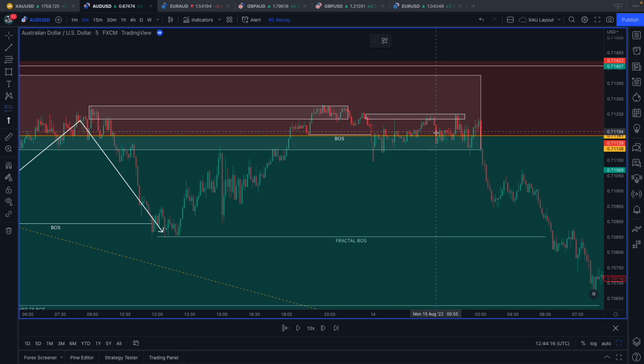So when we get the rejection, which we got, we've then had a break of structure here. This being the last structural low, we've then had a break in structure. Price has come up and trailed. Bearing in mind, this is on the 1 and 5 minutes, so this is going to be very fractal.